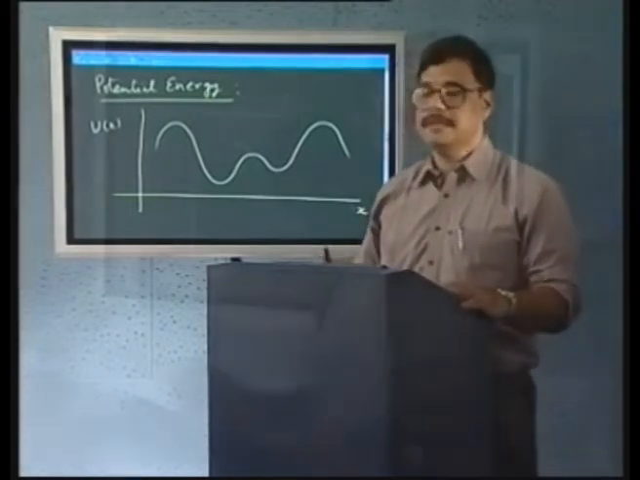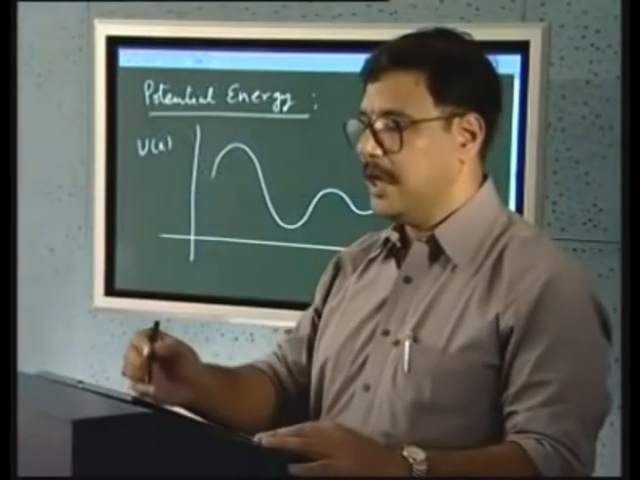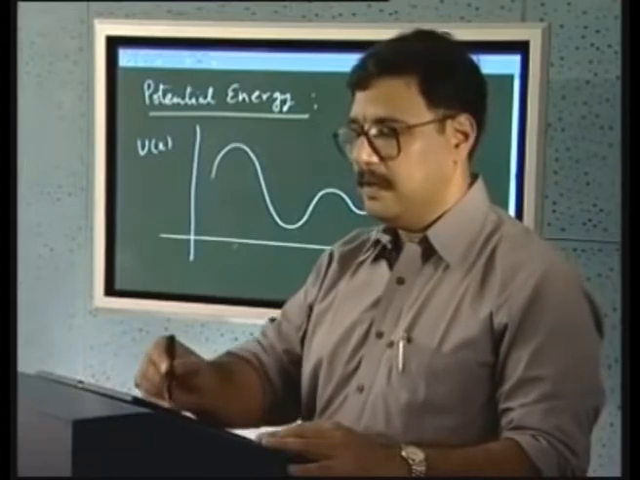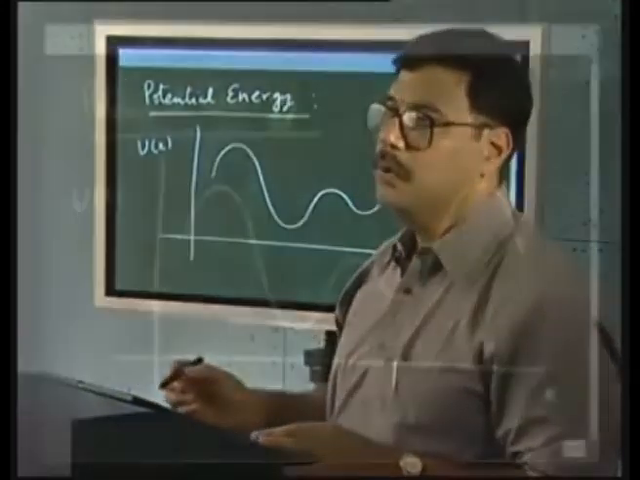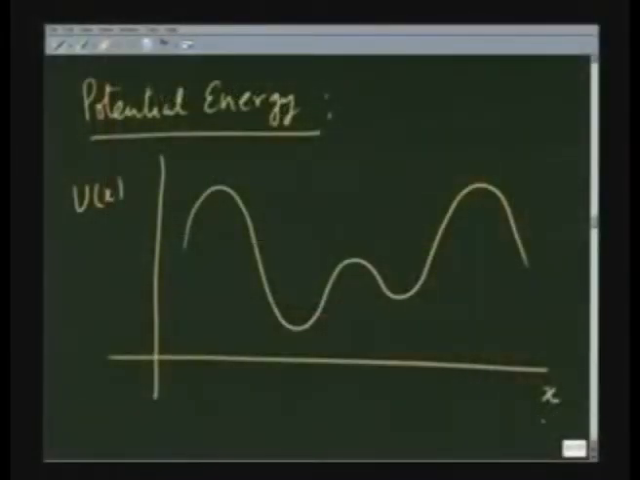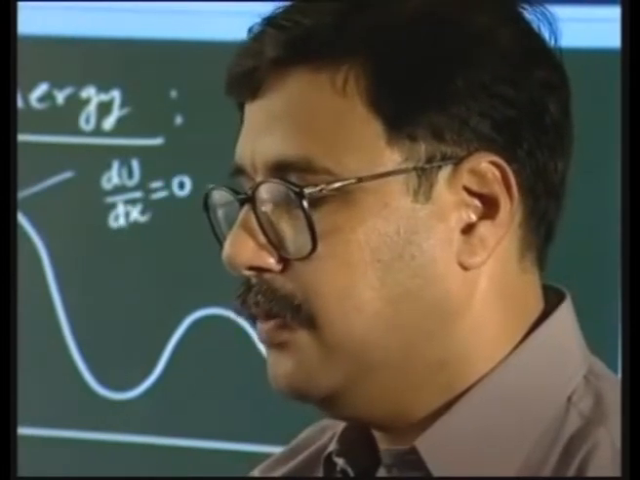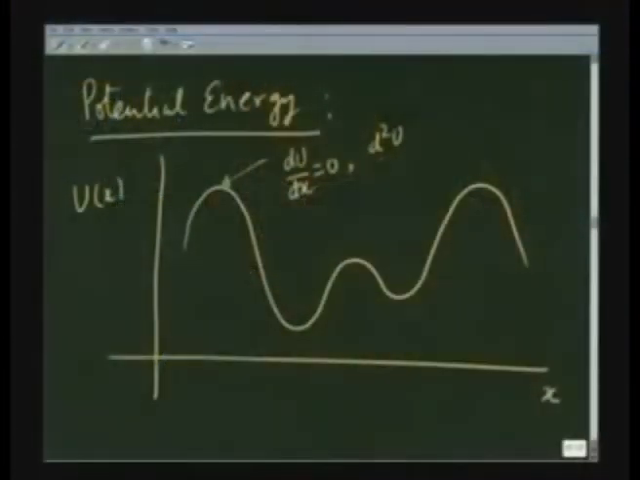I can simulate this by taking a wire in this shape and letting a bead move over it, because the height would be proportional to the potential energy because of the gravitational force. There are different points I want to identify in this. This is the maximum of potential energy, where I have du/dx equal to 0 and d²u/dx² less than 0.